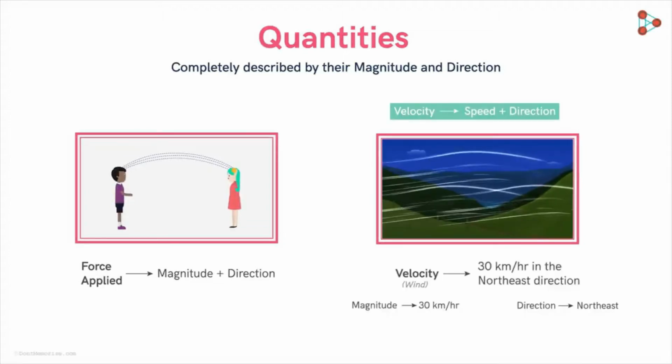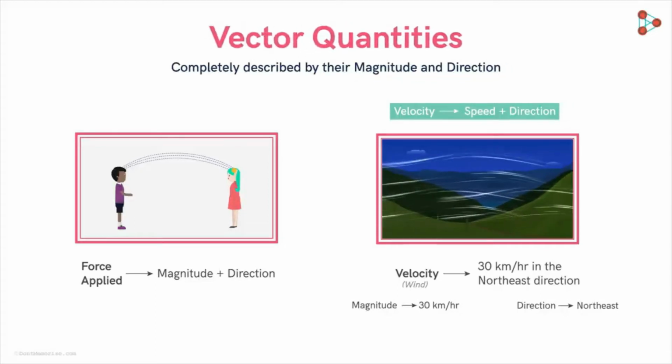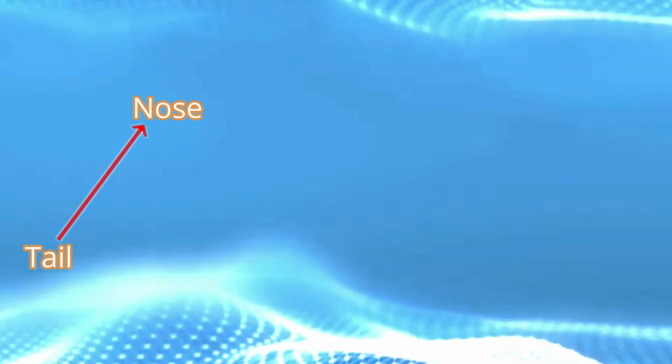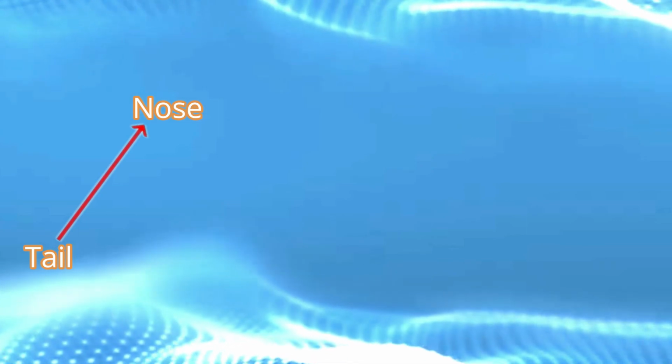Such quantities which are completely described by their magnitude and direction are called vector quantities. Mathematically, a quantity that has a magnitude and direction is called a vector. If you're moving from a spot to another spot, we can describe your movement as a vector. Let's say you move from point A to point B, so your movement is vector AB, where point A is the initial point and point B is the terminal point. Or you can describe it like tail and nose. So A is the tail of the vector and B is the nose of the vector.